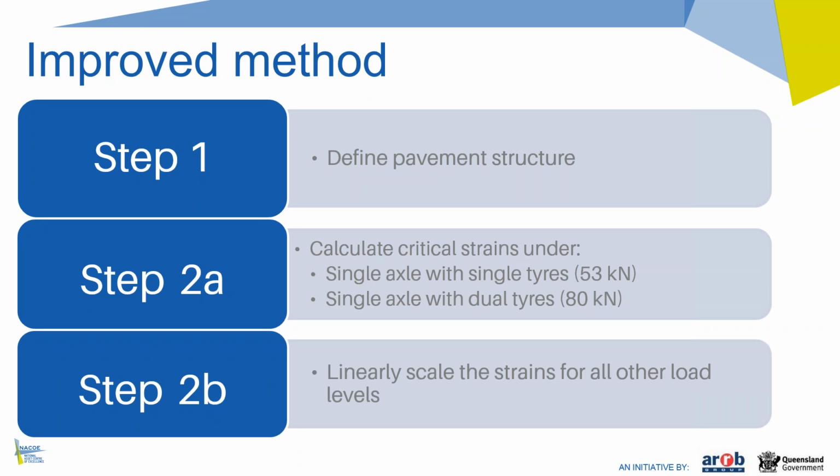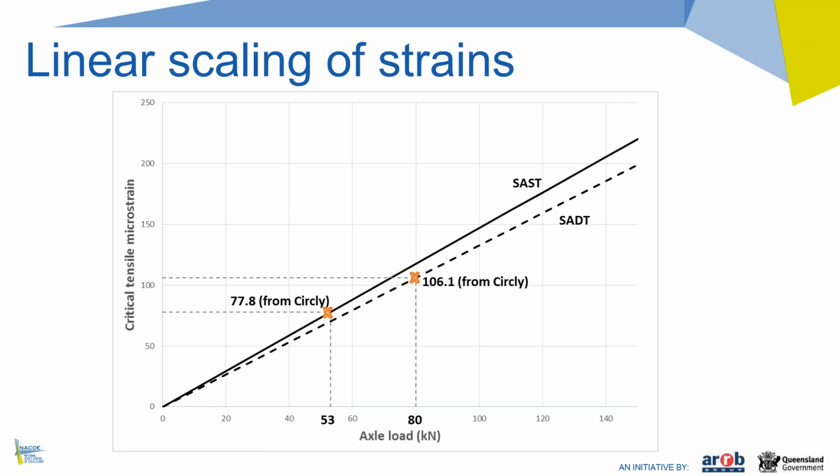Those strains from step 2A then are linearly scaled to give the strains at all load levels. And what I mean by that I'll show on the next page. So here I've just got a graph showing critical tensile microstrain up the vertical axis and the axle load for an individual axle along the horizontal axis. The top diagonal line is for single axles with single tyres, and the bottom dashed line is for single axle with dual tyres.